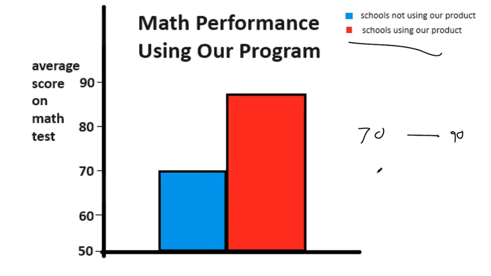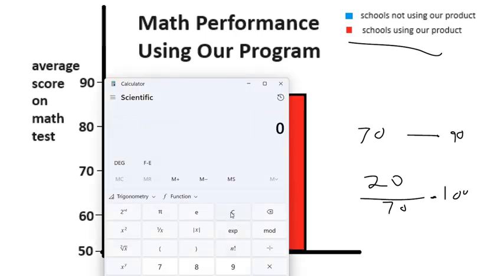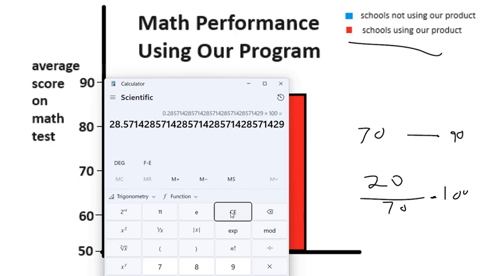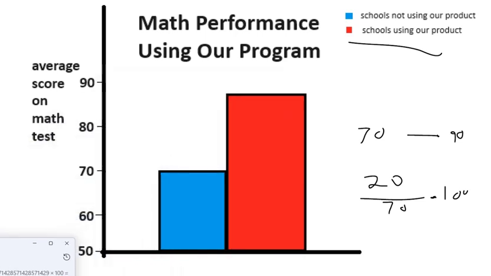To calculate the percentage change, you take the amount you increase by, which is 20 points, divide by the starting amount times 100. So it's not increasing by double. Instead, the amount that we increased by was 28.6% roughly. So that's a misleading graph.